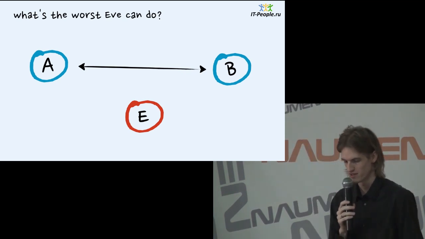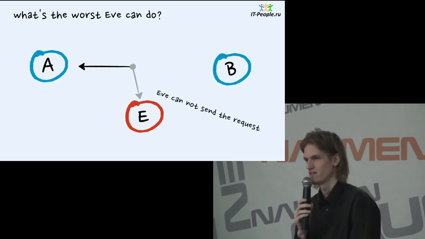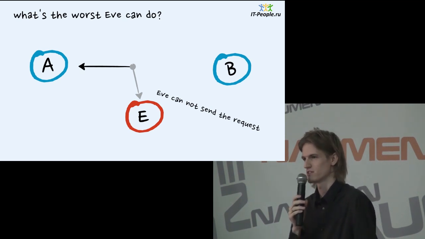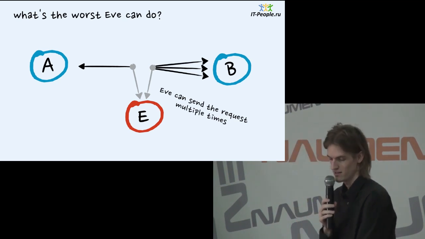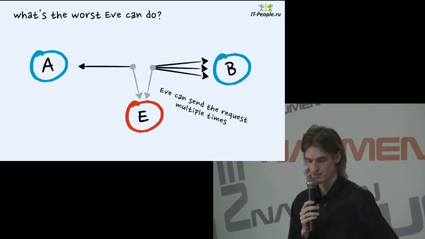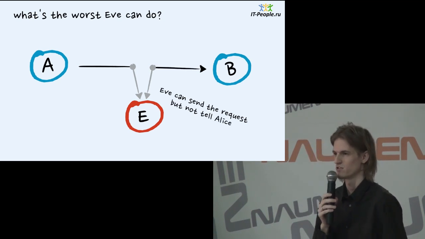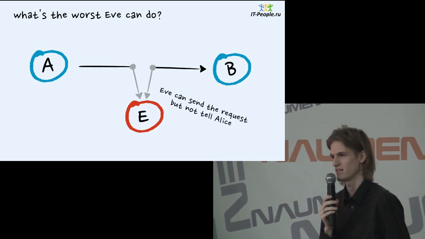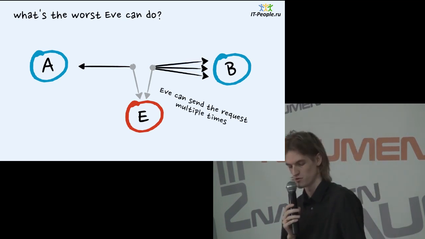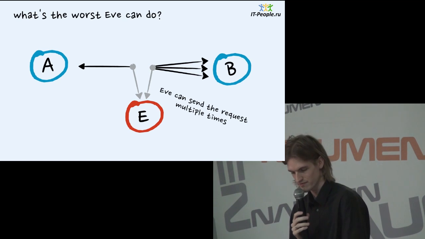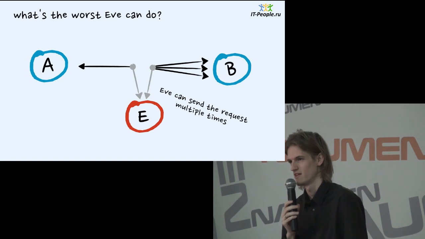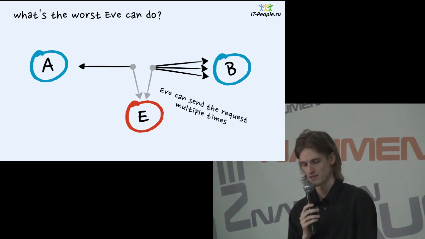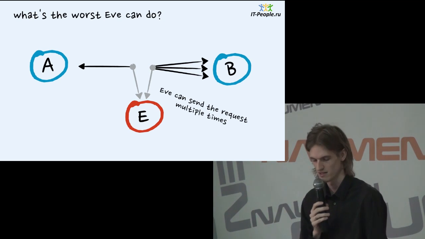What Eve can do at this point is she can intercept the request and never ever send it. This is something that Alice would notice because none of her requests go anywhere. The second thing that Eve can do is she can send the request and not tell Alice. So Eve continues talking to B but doesn't send any responses back. This is also something Alice would notice. Eve can get a little bit more tricky and can send the request many times. And one time she tells Alice, but then 5 times she executes it more without telling Alice.